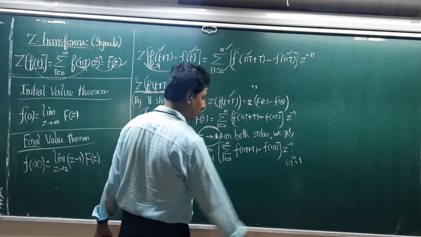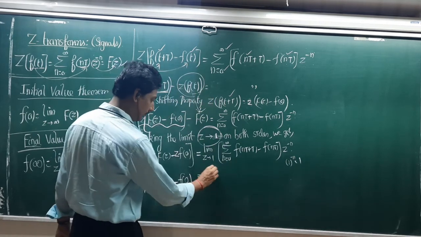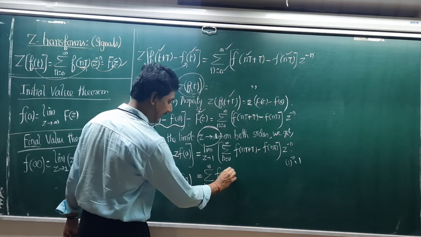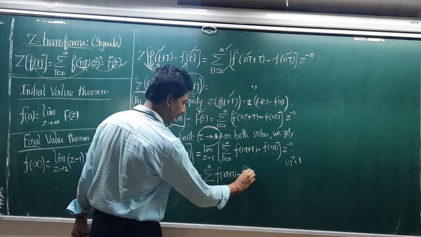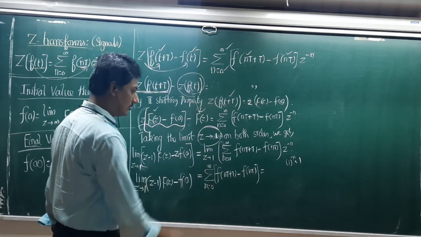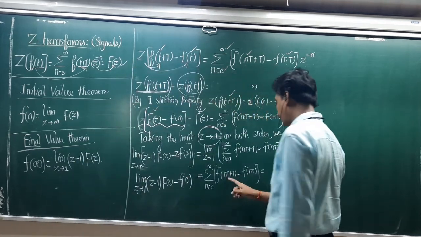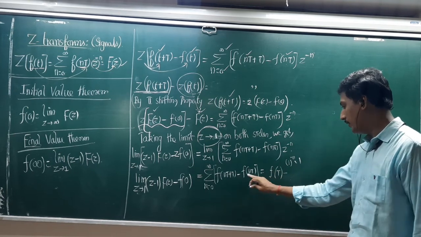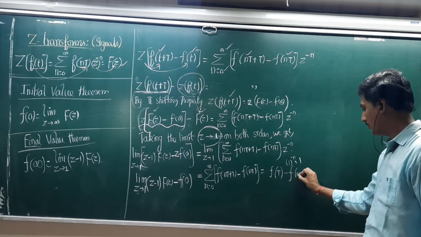Also 1 power minus n is 1, no problem. So this becomes simply sigma n equal to 0 to infinity of f of (nt plus t) minus f of nt. Now I want to substitute n equal to 0. What happens? We get f of t, correct? Minus, by putting n equal to 0, we get f of 0. Is that right?